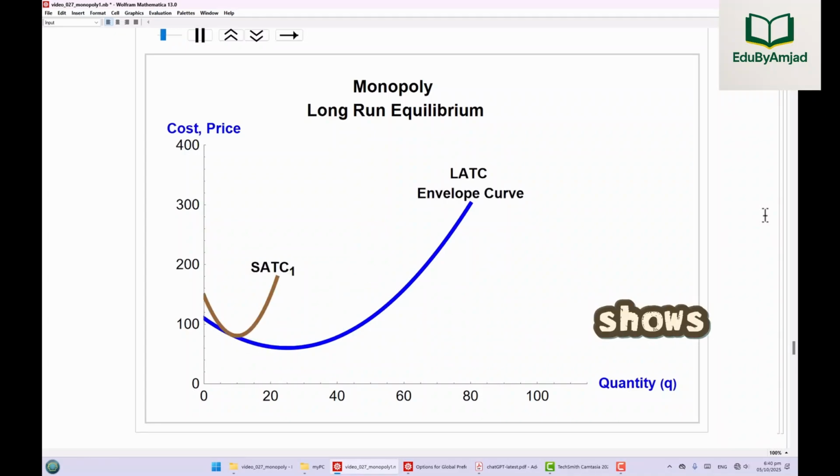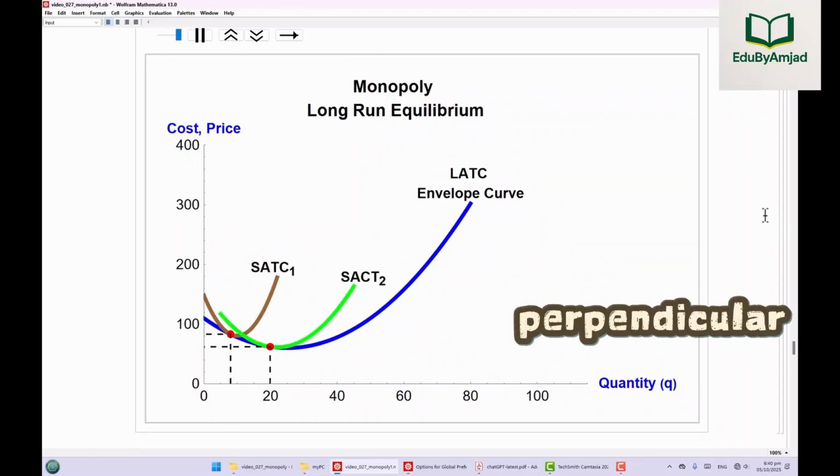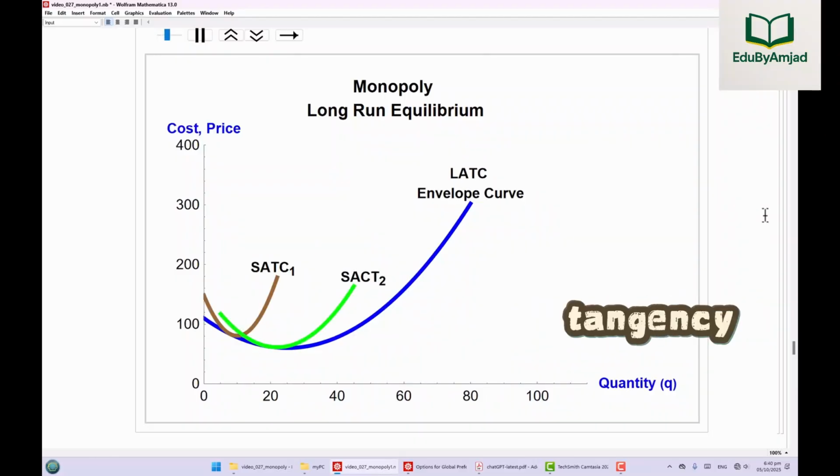This animation shows the envelope curve together with two short-run cost curves. The perpendicular dotted lines from the points of tangency help us identify both the cost and output levels associated with each plant size.